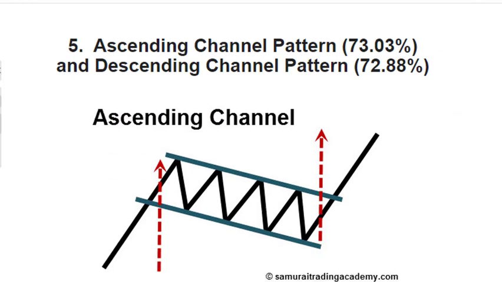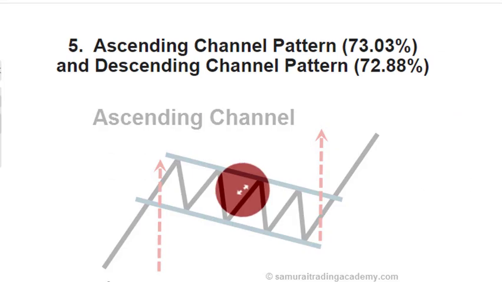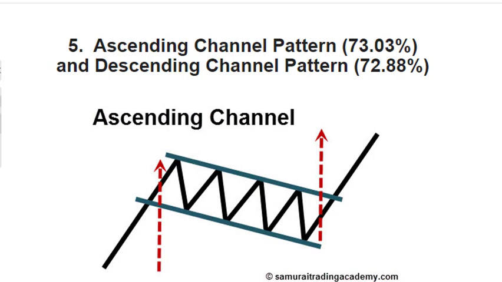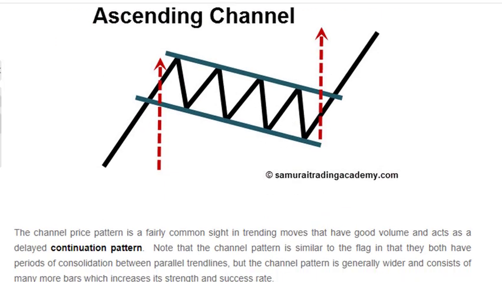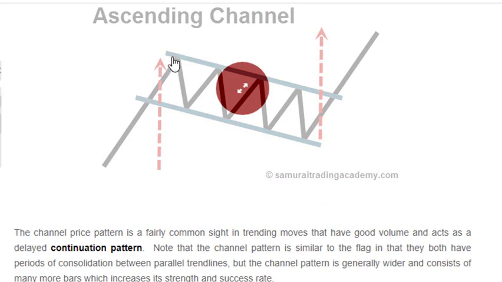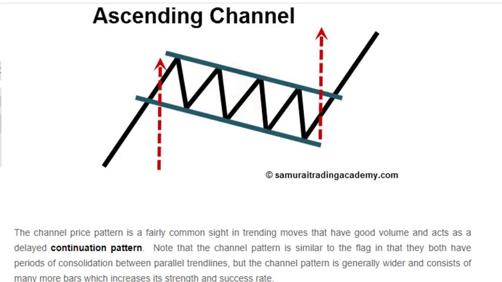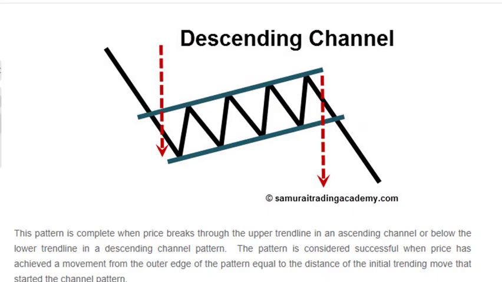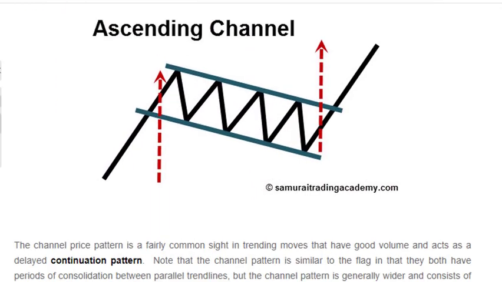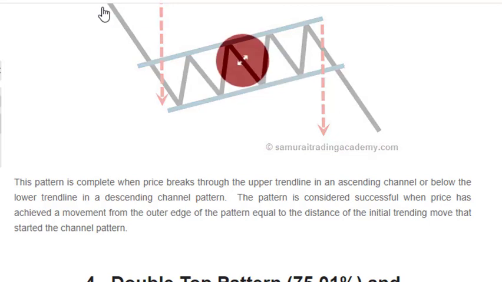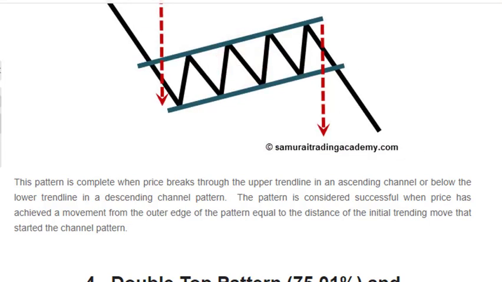Next one is the ascending channel pattern. Similar to the flag, it behaves in the same sense, but it is a bit more reliable, and that's where the price started going into a descending channel like that, and chances are it's going to break out upwards. 73% when ascending, as in the price started off by going upwards and then into this channel, breaks out upwards. In the descending channel, the chances are 72.8% that it's going to continue bullish. So that's a continuation pattern.